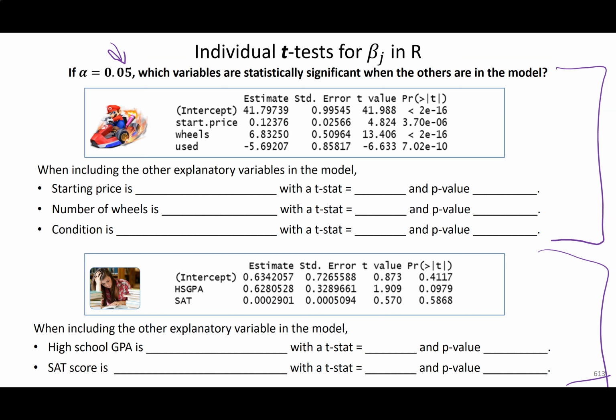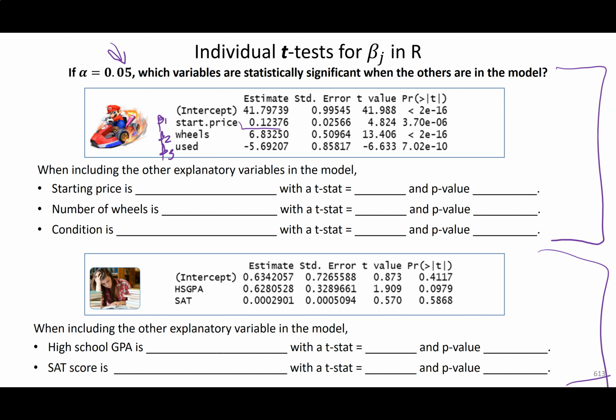So starting price, this means I'm going to look at this row. Note, I'm testing for beta 1, beta 2, beta 3. And that's just because of the order I put them in. Absolutely, you can change that order around depending on your equation. If you do lm and you do used plus wheels plus start price, it's going to change the order they pop up in. Not a big deal.